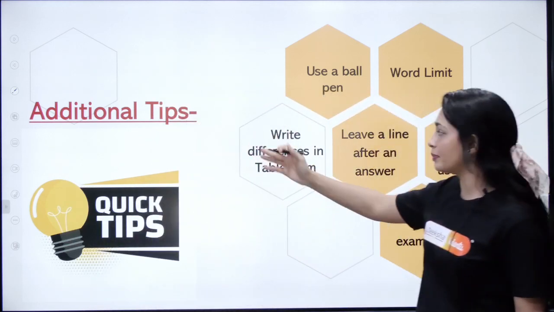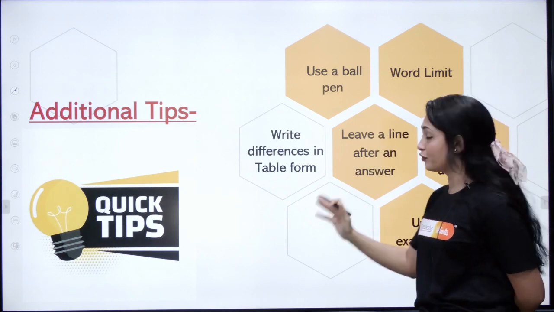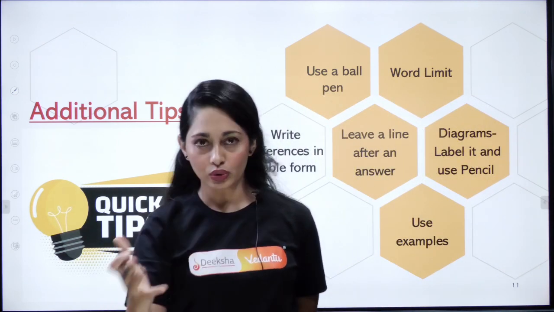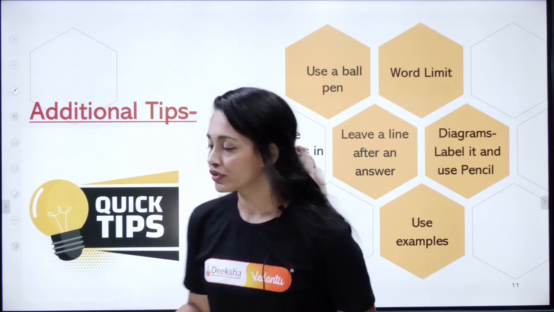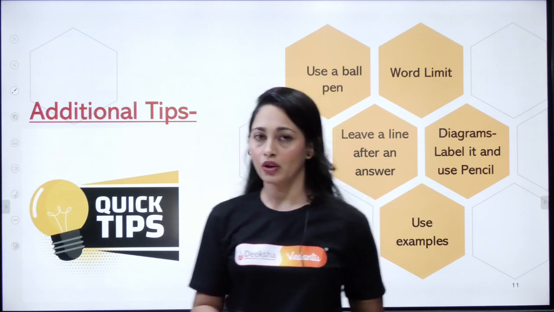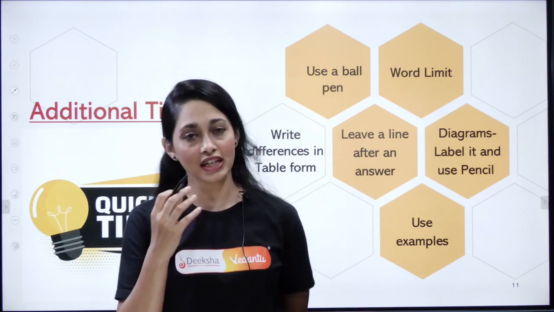Okay, and there are some additional tips, like write differences in table form. Whenever they ask you to distinguish between two things or differentiate, use the table form. And try to use a ball pen. Okay, ink pen, gel pen, please don't use it.